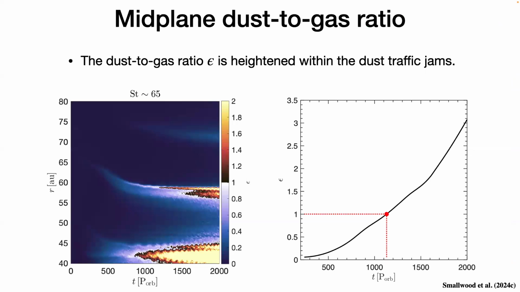Okay, and if you look at the mid-plane dust to gas ratio in these rings, they're heightened, so they reach above 1. So that means you have more dust than gas in these rings. And a nice talk from Yuki just mentioned that you can create these protoplanets in these rings. So these rings are very important.